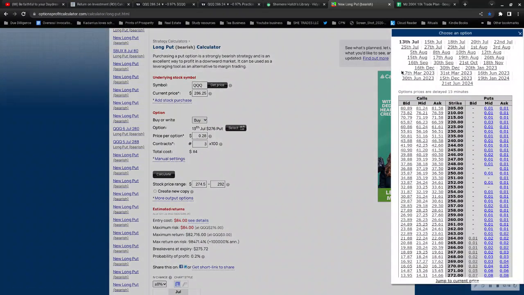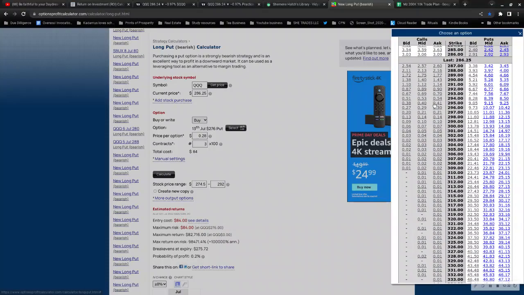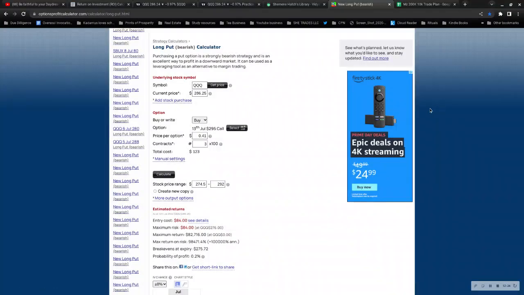So let me go back and get my contract that I was anticipating so I can write it down. That way, when market opens, I'm not fumbling and looking for anything. I already have everything written down: my stock price, my contract amount I want to spend, and the number of contracts I'm going to buy. So right now on my trade plan, I am writing down 2 contracts.